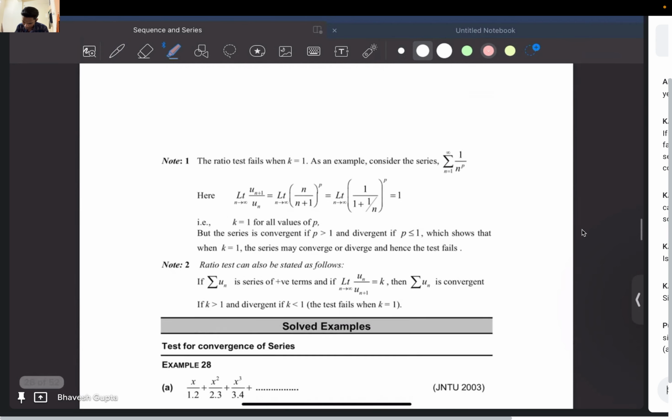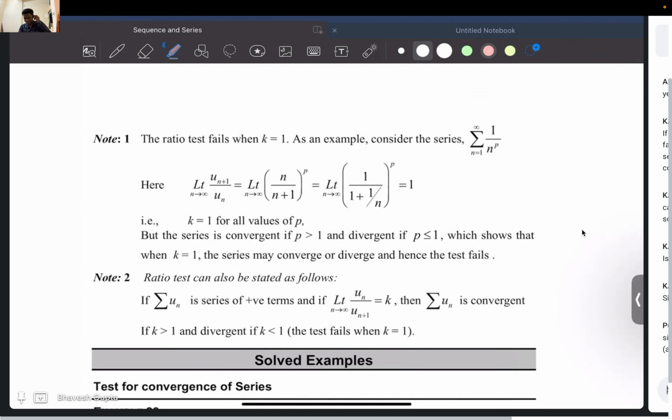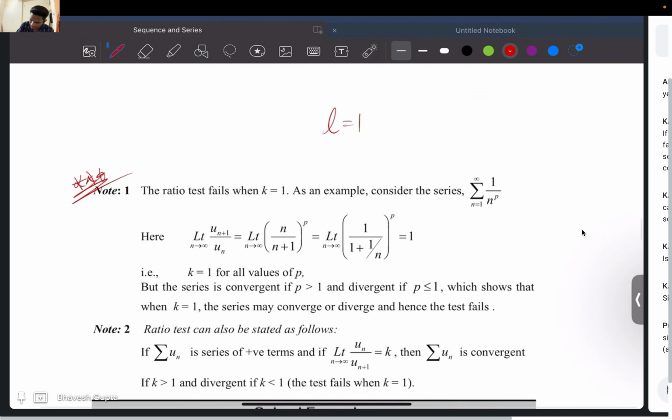Then he gave some note. Yeah, the ratio test fails. Okay, that's important, I almost forgot about this. When the ratio test and the root test fail: they fail when the ratio or the root test limit is equal to L, whenever your L is 1. In this case, you cannot conclude. You might have divergent, you might have convergent, and a classic example of this is this.